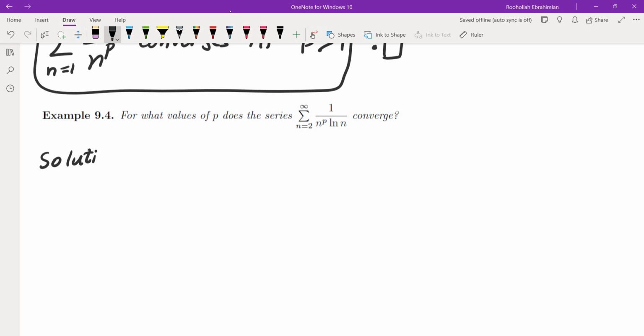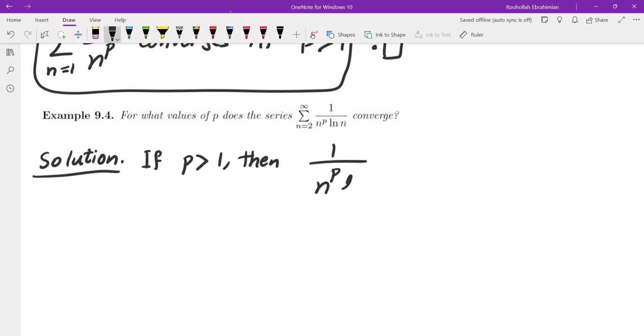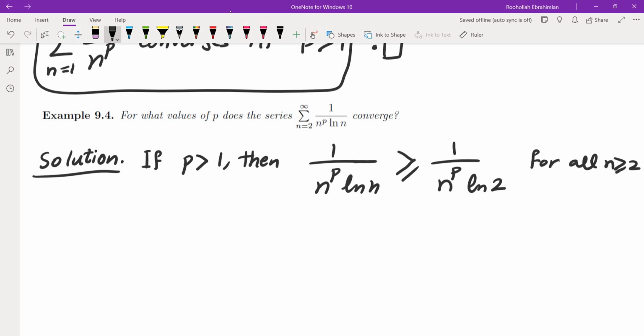Okay, I'm going to actually apply the same strategy for this one now. For what value of p does the series 1 over n to the p natural log of n converge? So first of all, if p is more than 1, then 1 over n to the p natural log of n is going to be greater than 1 over n to the p. I'm going to drop the natural log of n, so maybe replace it by natural log of 2 for all n greater than or equal to 2.